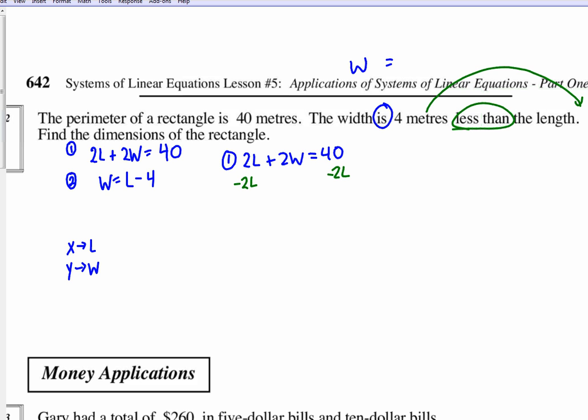Okay. Get w by itself. Subtract 2L. 2w equals negative 2L plus 40. And then divide everyone by 2. W equals what? Negative L plus 20. Okay, grab your graphing calculators.